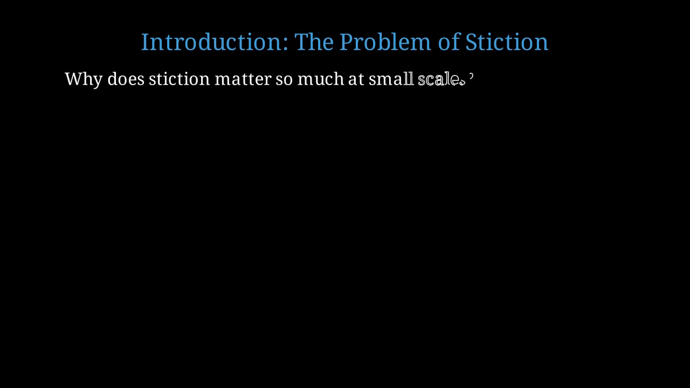Let me pose a question. Why does stiction matter so much at small scales? The answer lies in the scaling laws. As we shrink a device by a factor of 10, the volume decreases by 1,000, but the surface area only decreases by 100. This means surface-to-volume ratio increases by a factor of 10.